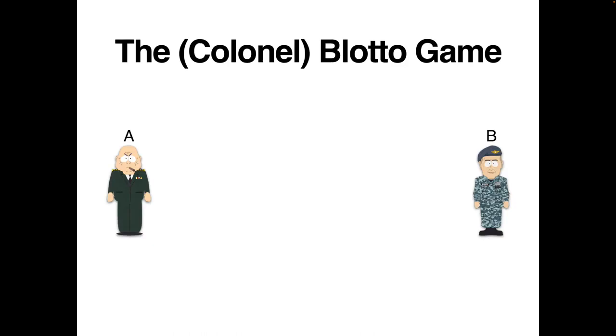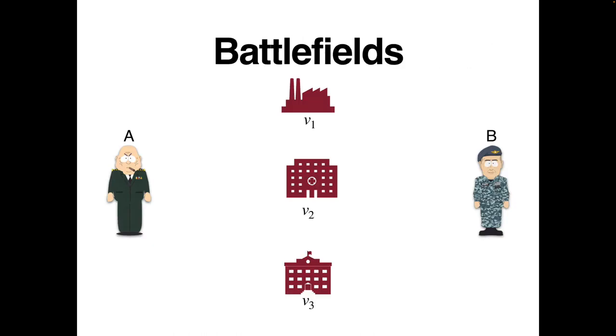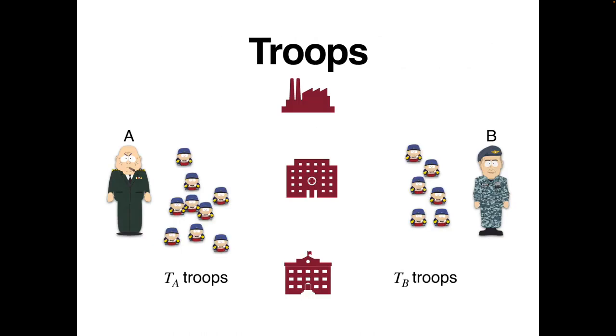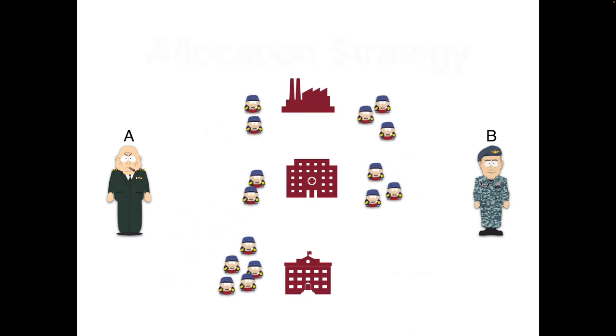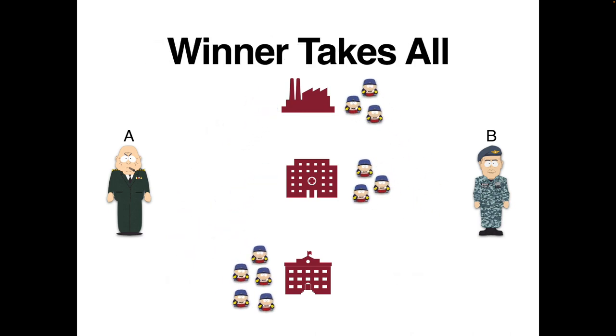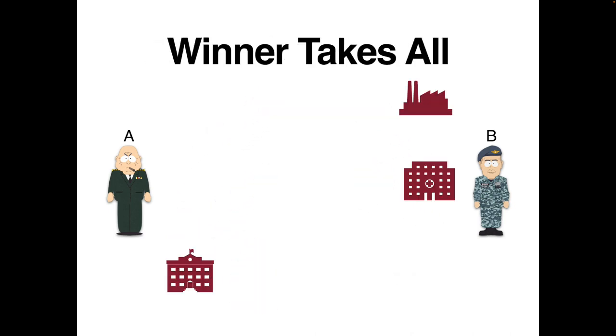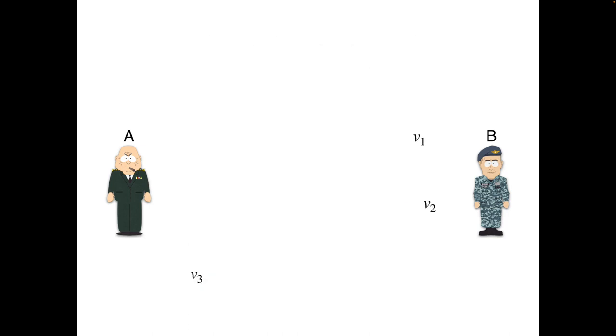So this game is between two players, and they're competing for some battlefield. Now, each player has a budget of troops, and the purpose of the game is to allocate those troops across the battlefields. And then it's a winner-takes-all situation. The way utility is computed, you just look at the value of each of those battlefields and sum them up.